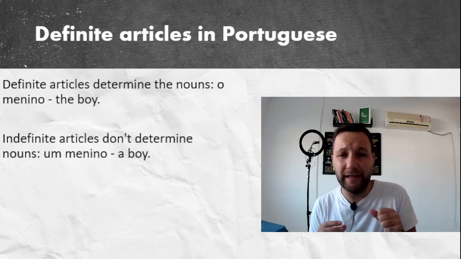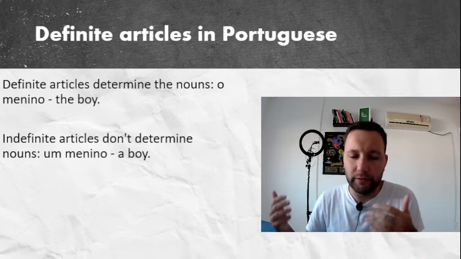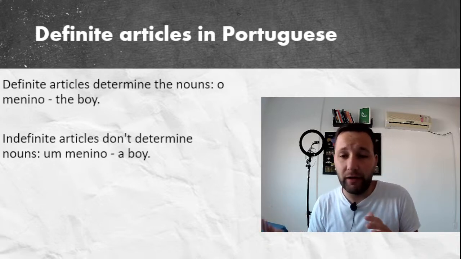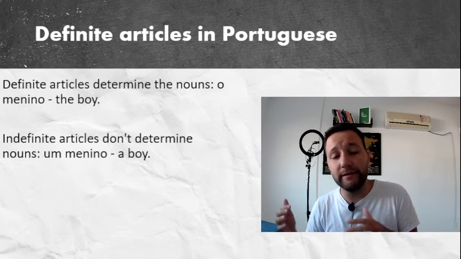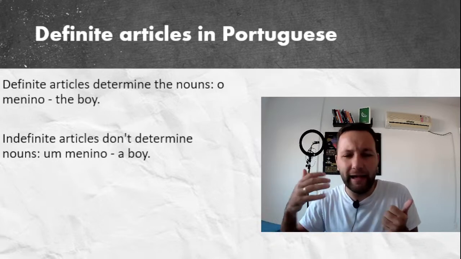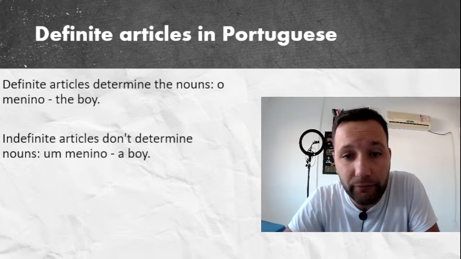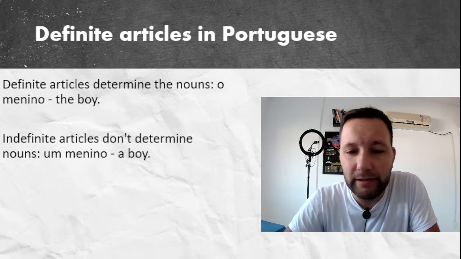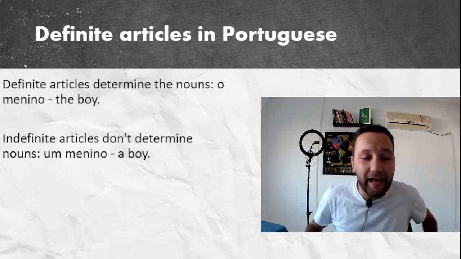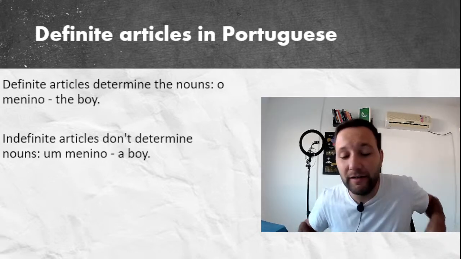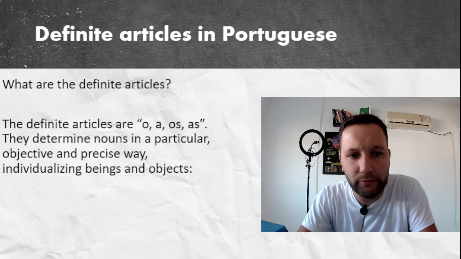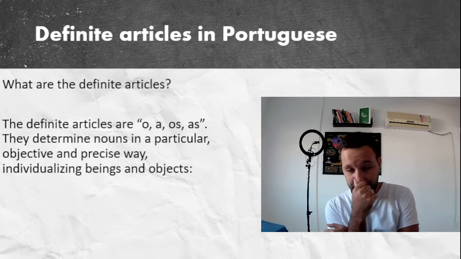Definitive articles, they determine the nouns. O menino, the boy. O livro, the book. And indefinitive articles don't determine the noun. Just a book, livro, or feminine. This is the big difference between indefinitive articles and definitive articles. But we are going to see more about definitive articles here.